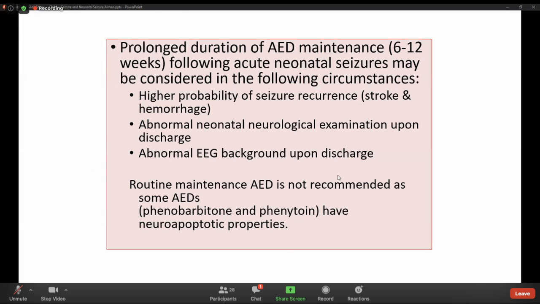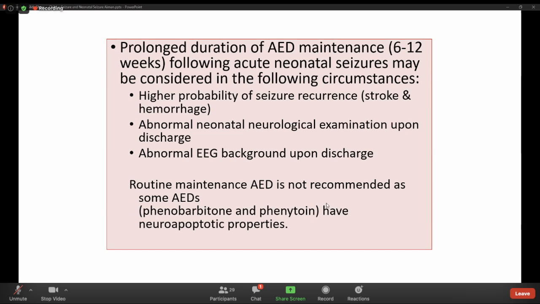When we start the anti-epileptic drug in the patient, it must be considered whether to prolong the medication. In these cases we prolong the maintenance period to 6 to 12 weeks: if there is a high probability of seizure recurrence, such as stroke and hemorrhage; if there is any abnormal neonatal neurological examination upon discharge of the patient; and if there is an abnormal EEG during discharge.